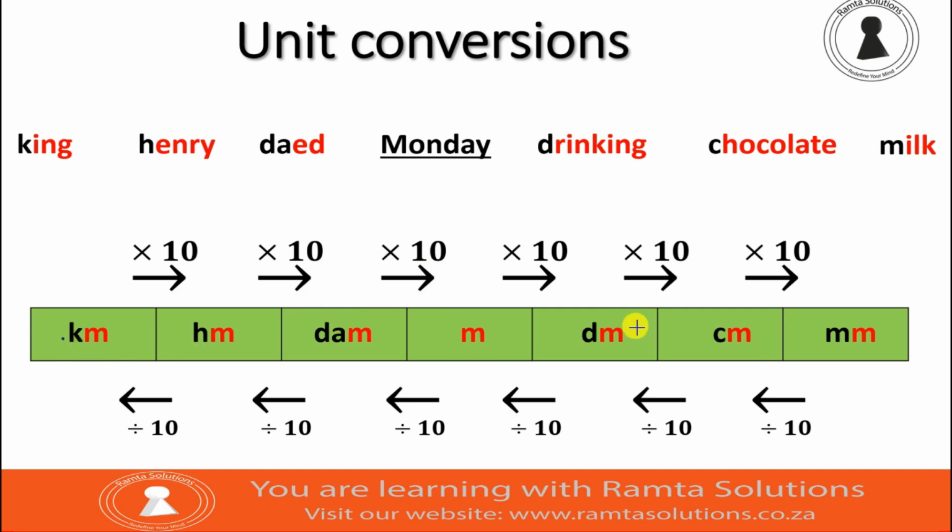So this scale here, in case sometimes you forget what comes before what, you can just say King Henry died Monday drinking chocolate milk. Okay, King Henry died Monday drinking chocolate milk. So you are wondering why some letters are in red and some are in black, and why this Monday is underlined. I will tell you now.